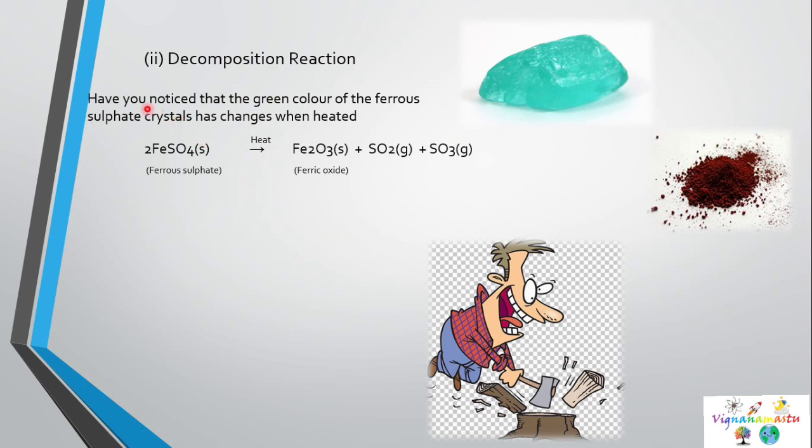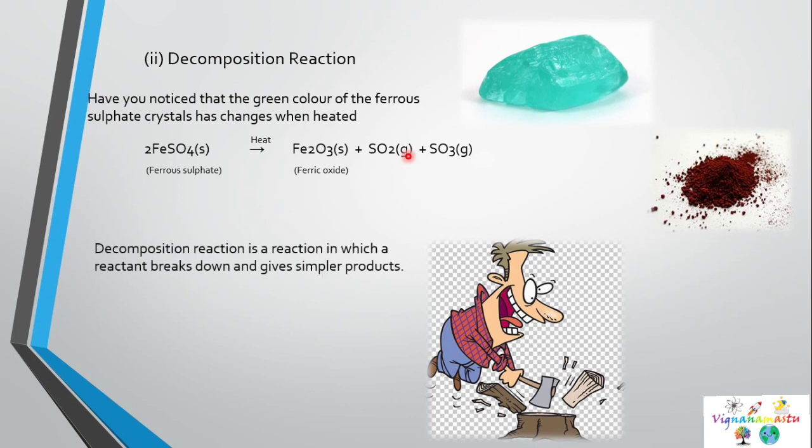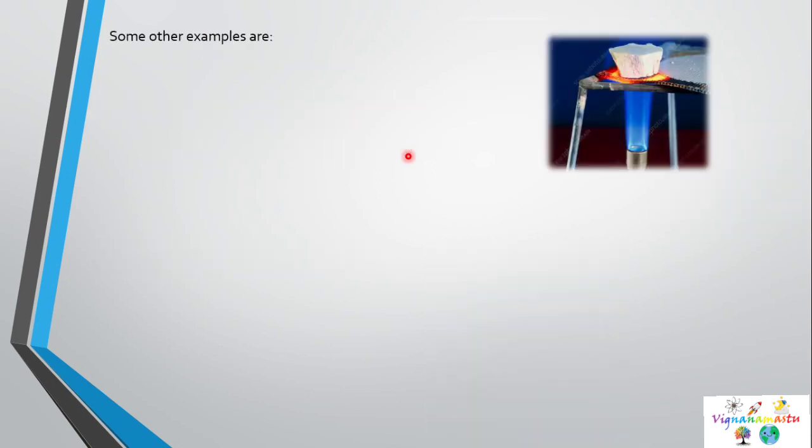Here what you see is a single reactant is being broken down to simpler products. Hence we call it as decomposition reaction. So this is the definition. Some other examples for decomposition reaction is heating of limestone, that is calcium carbonate. When it gets heated, calcium oxide and carbon dioxide is formed. We just saw this in the combination reaction, right? So the reverse process is seen here.